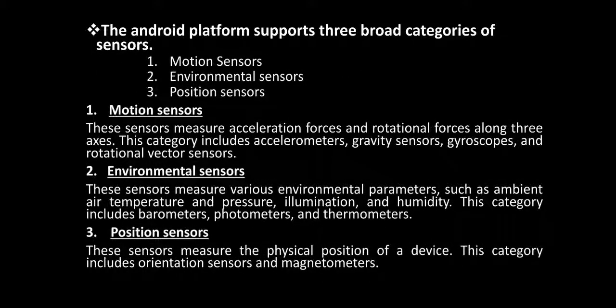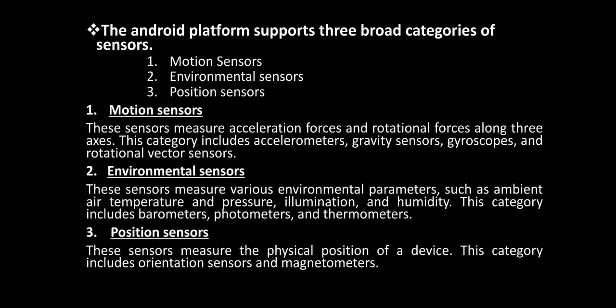The Android platform supports three broad categories of sensors: motion sensors, environmental sensors and position sensors. The motion sensors measure acceleration forces and rotational forces along the three axes. This category includes the accelerometer, gravity sensor, and some other sensors like rotational vectors, etc.